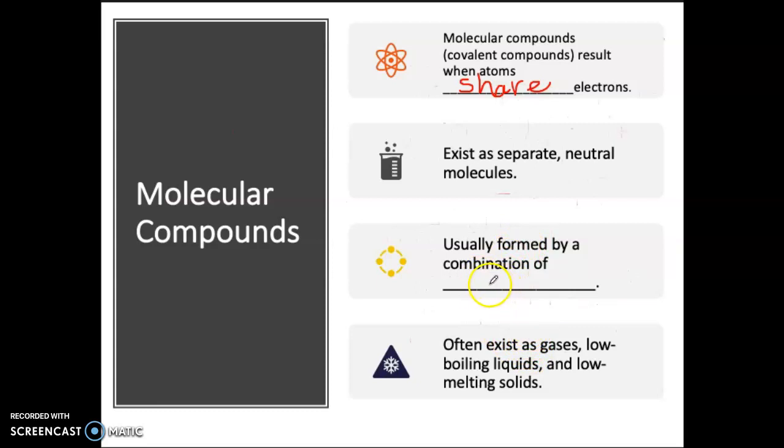Those are usually formed by a combination of non-metals. So if you have a formula with all non-metals, that is covalently bonded. Covalent compounds are usually gases. They usually have low boiling points and low melting points, like CO2, like water. Those are all covalent bonds. They don't have any metals in the formula.